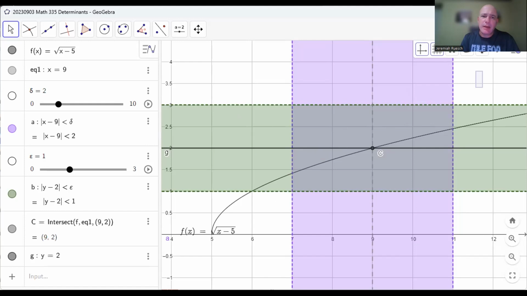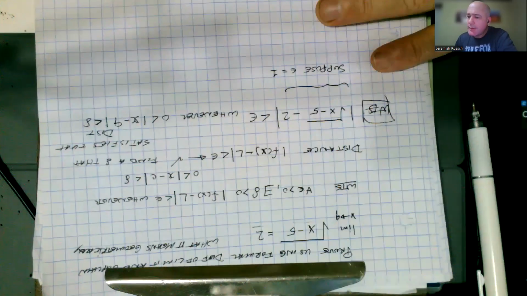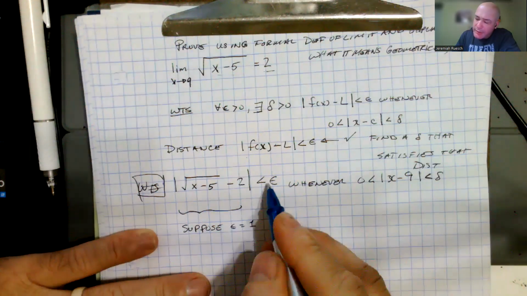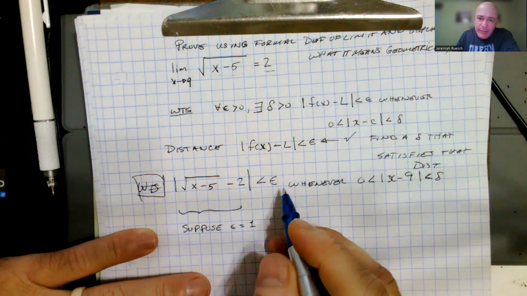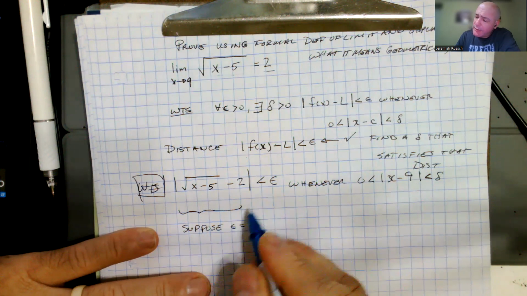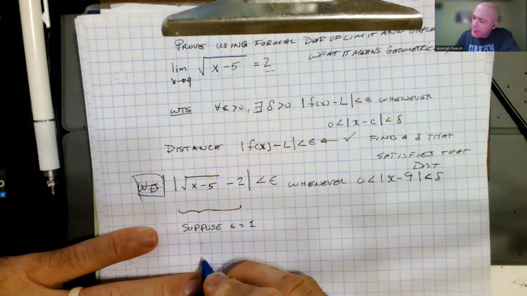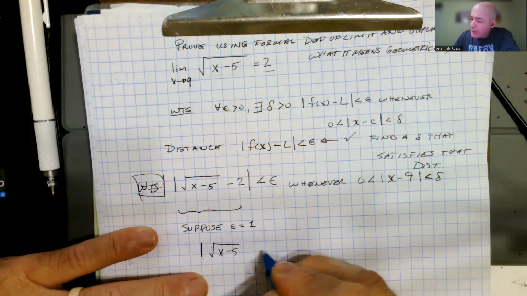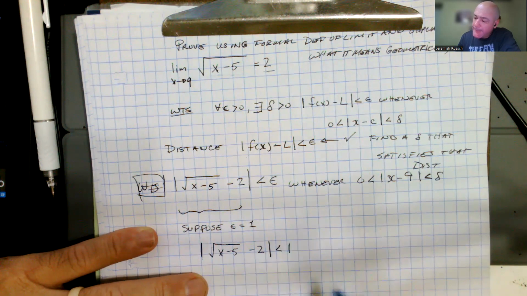All right, so let's switch back and take a look. And so what we're trying to do is figure out what size of the sides of our box we need in order for this thing to be guaranteed to exist. Okay, and so let's figure that out. Okay, so if we're going to suppose epsilon is equal to 1, remember epsilon, it's true for any of them. So let's just choose one. And let's say epsilon is equal to 1. Okay, then that means that the absolute value of the square root of x minus 5 minus 2 is going to be less than 1.